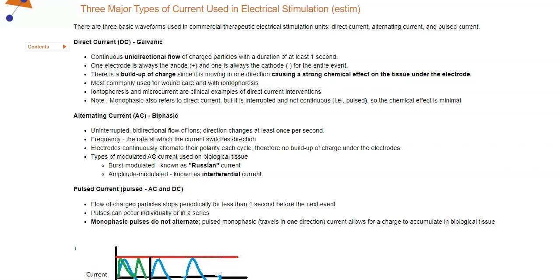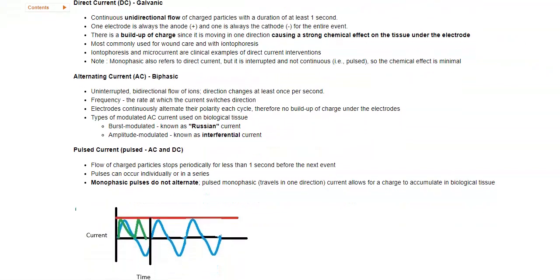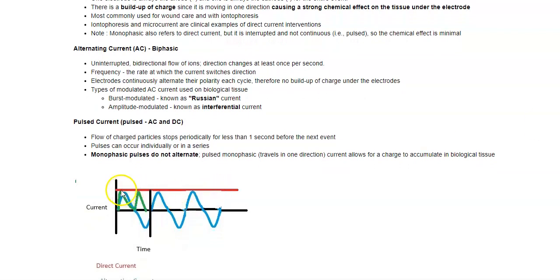There are three types of current that we're going to focus on that are used in electrical stimulation. The first current we'll talk about is direct current. Direct current means that there is a one direction, or unidirectional, flow of particles that lasts for at least 1 second. If we go down to the image here, the red line represents direct current.